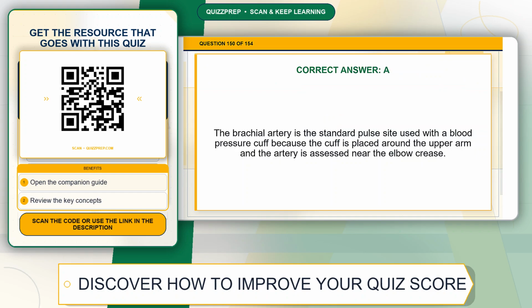Explanation. The brachial artery is the standard pulse site used with a blood pressure cuff because the cuff is placed around the upper arm and the artery is assessed near the elbow crease.